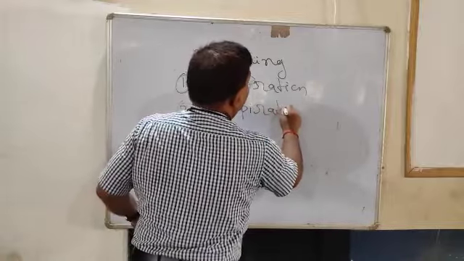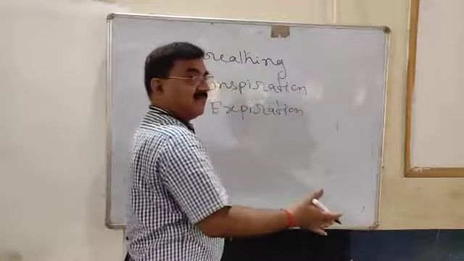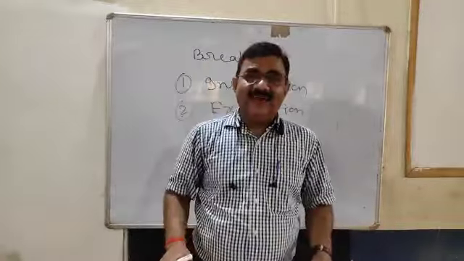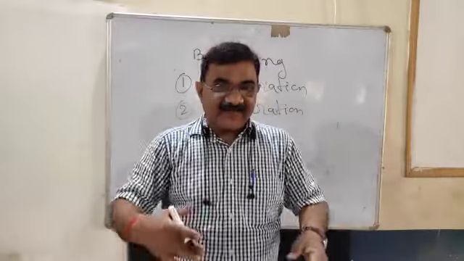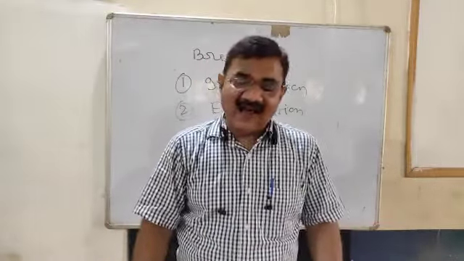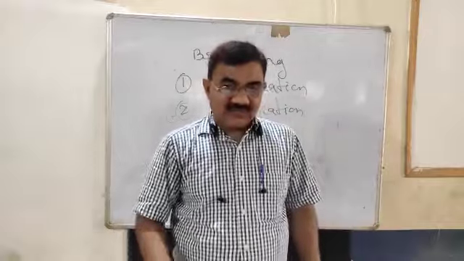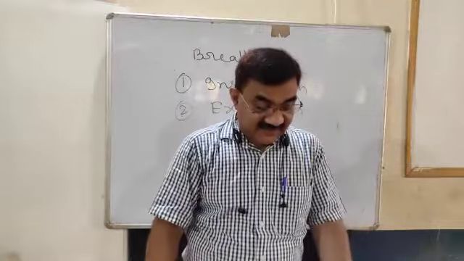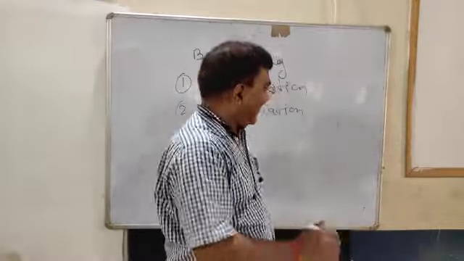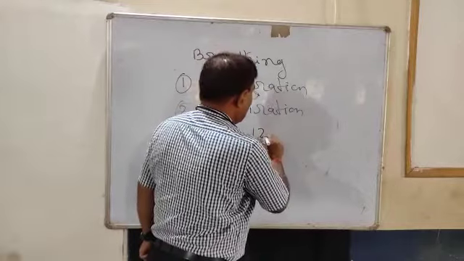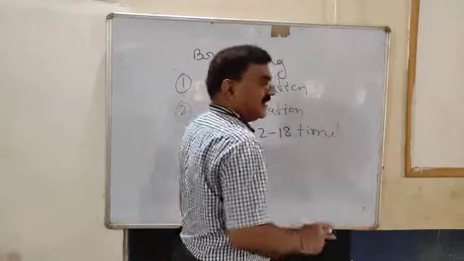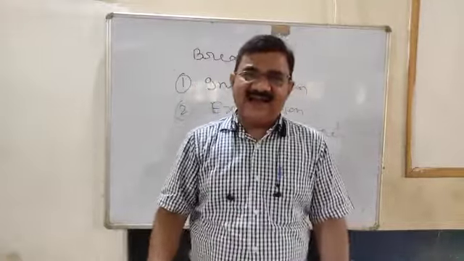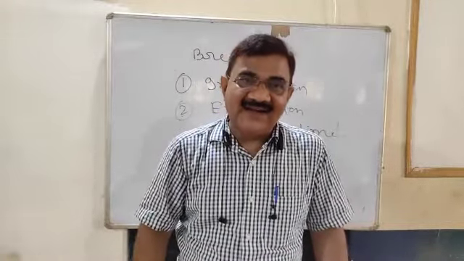Try to understand. Inspiration means breathing in air, and expiration means breathing out. Now, what is the breathing rate? It is 12 to 18 times in an adult. Normally, the breathing rate is 12 to 18 times.